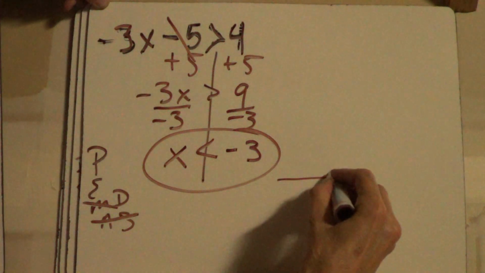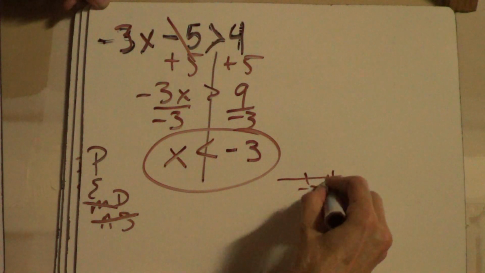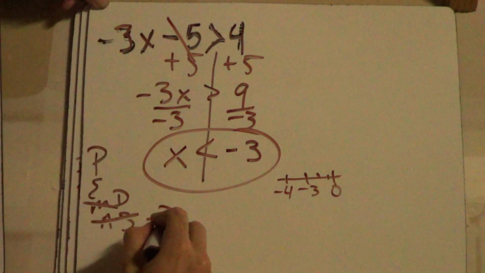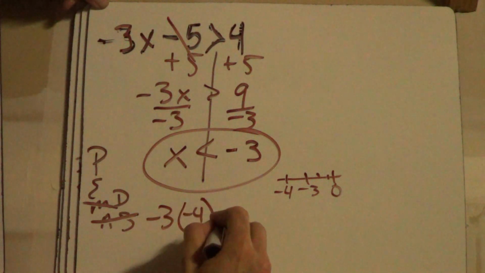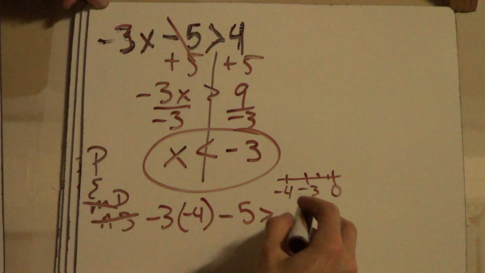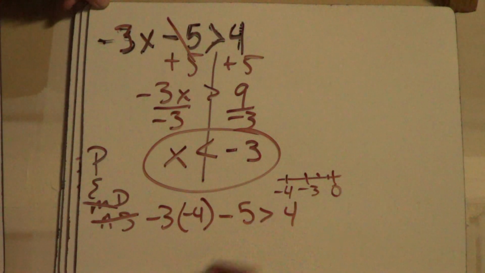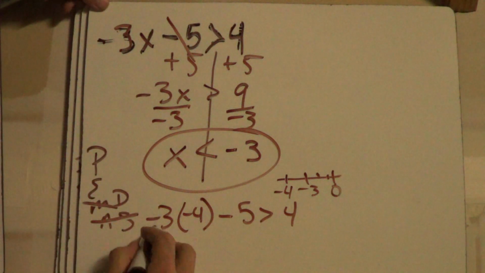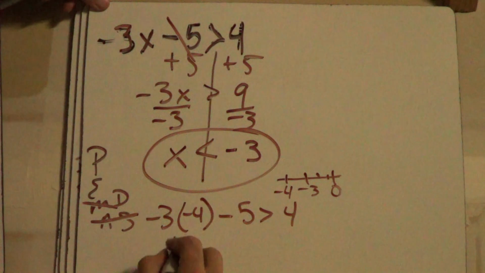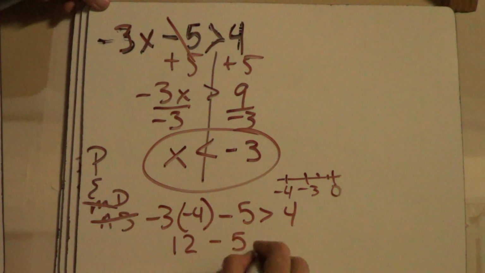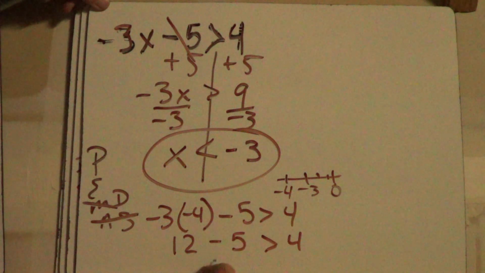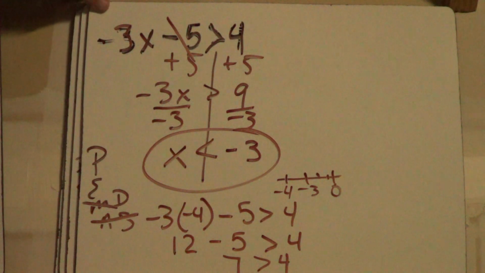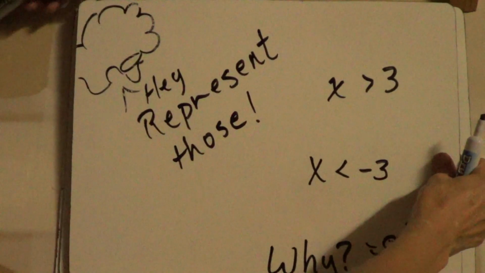This time let's try one that does work. Let's think out our number line. Here's 0, here's negative 3, 1, 2, 3. Let's go with maybe negative 4. Negative 4, just writing the original problem again. I think that was a 9 in the original problem. I made it 4 this time. Okay, so negative 3 times negative 4 is positive 12, minus 5 is 7. 7 is greater than 4. So we're good.